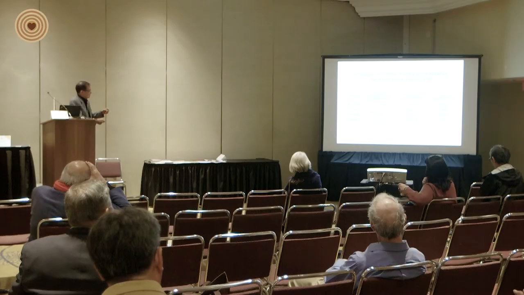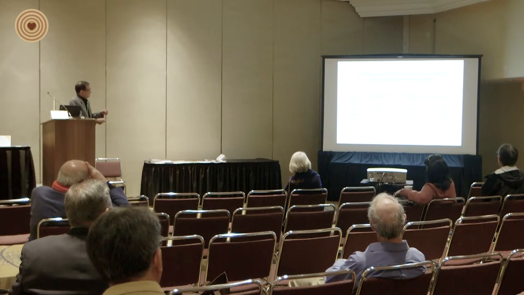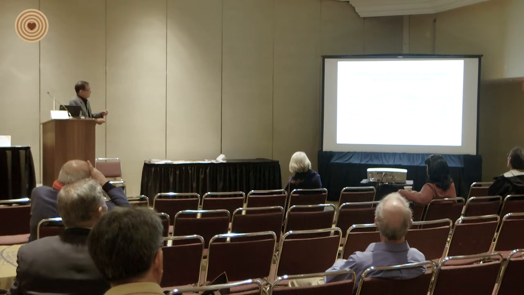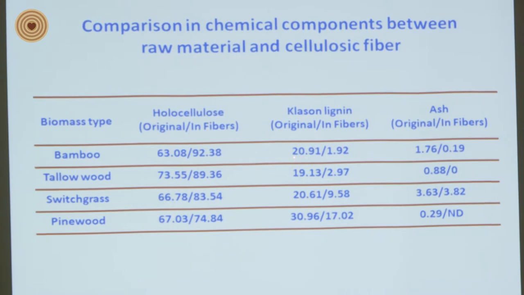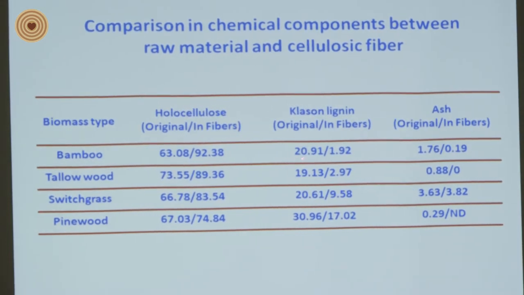And this was the second one to show: the original holocellulose is 63 percent. And then in the fiber, the cellulose is 92, but the lignin portion, say your original lignin is 20%, but in the cellulose the lignin is only 1.92. So for example, in the paper pulping business, when you pulp it and extract the cellulose out, the cellulose content is going to be maybe 15-17%, even more.